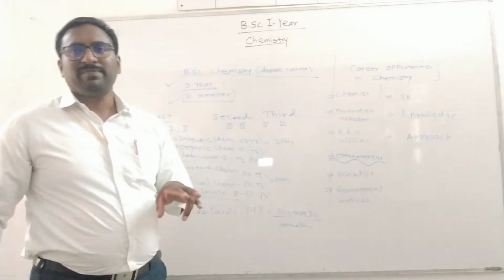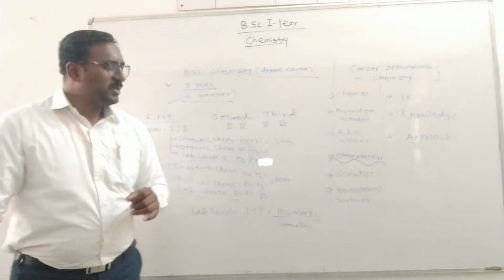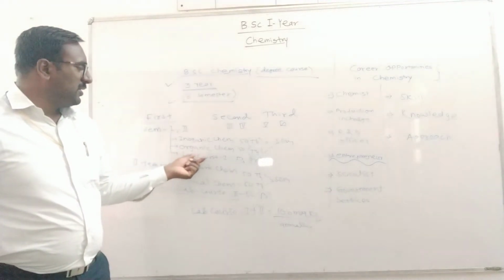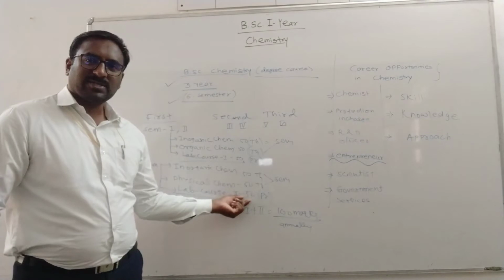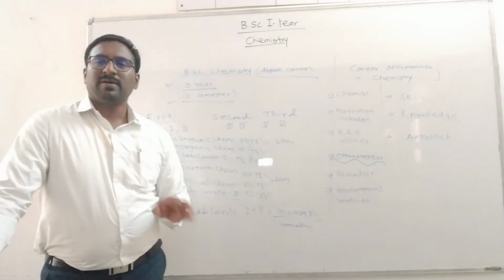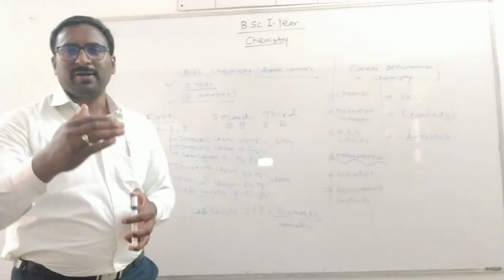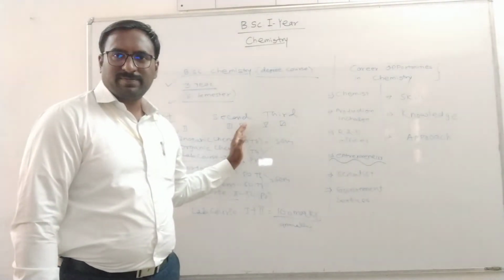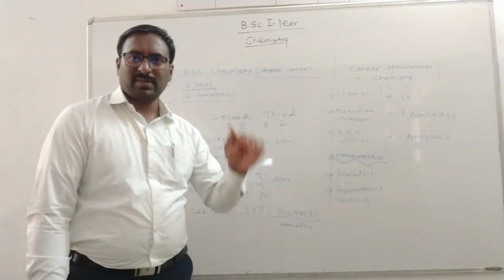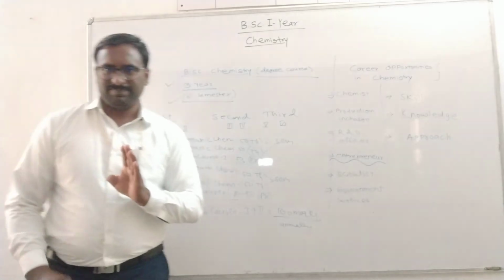2 theory papers, 2 practical papers. Difference is only that in first year we are having lab course for 50 marks in first sem, 50 marks for second sem. In second year, lab course is of 100 marks, 100 marks for third sem, 100 marks for fourth sem. Same for third year: 100 marks for fifth sem, 100 marks for sixth sem.